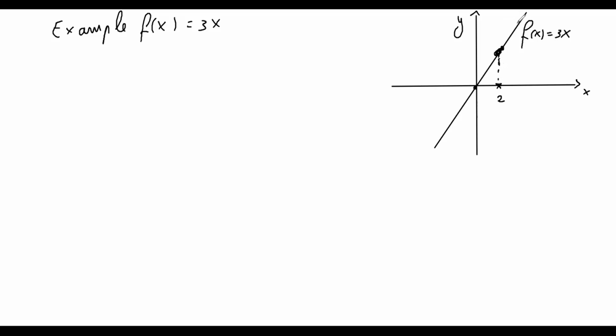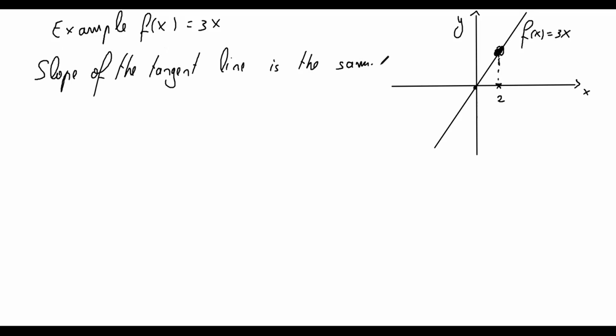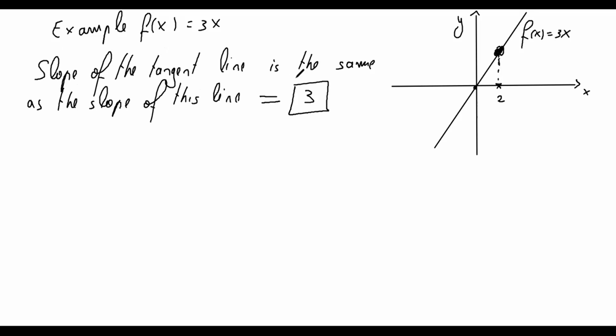Visually, we can actually see that this is a line and the tangent line is the line itself. So all I have to say is the slope of the tangent line is the same as the slope of this line, and that is equal to 3. So it's that simple. You could say that. That would be a legit way of going about finding the slope of a tangent line or the derivative.